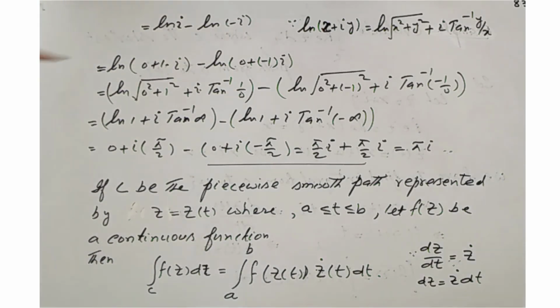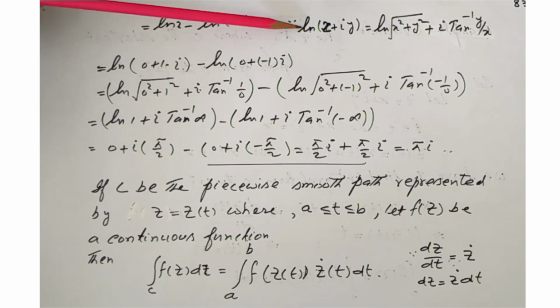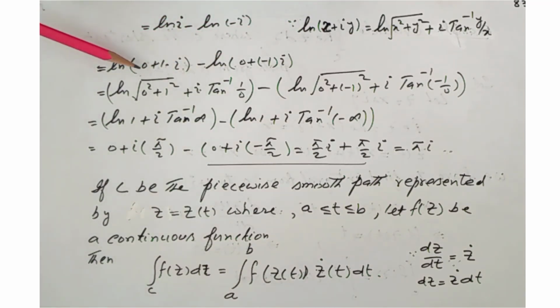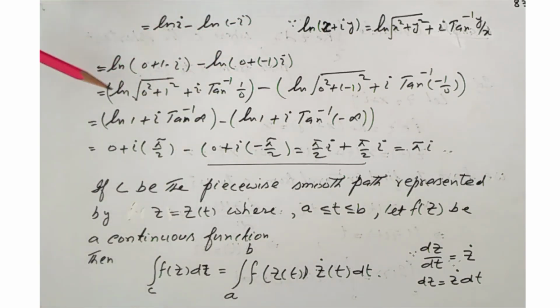So we can write iota as 0 plus 1 into iota, and here minus iota as 0 plus minus 1 into iota. By using this formula, here x is 0 and y is 1, and here x is 0 and y is minus 1. By using this formula, we get this result.